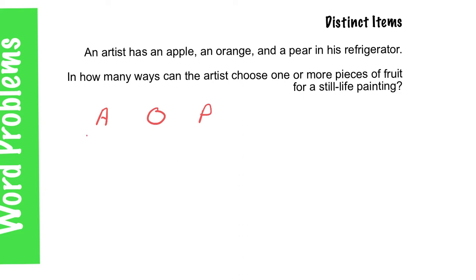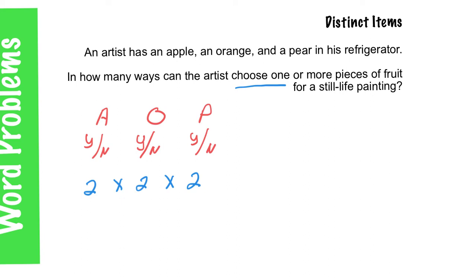He's either going to use the apple or not, use the orange or not, use the pear or not, which means he has two choices for the apple, and then two choices for the orange, and then two choices for the pear. But notice he has to choose one or more.